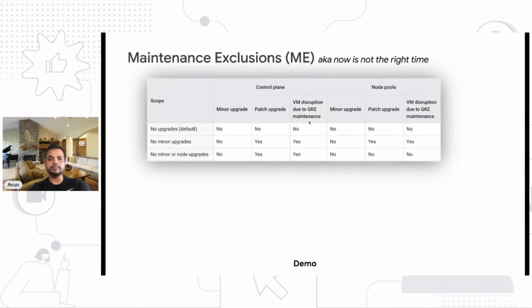And then maintenance, since we are upgrading patches, there may be a disruption due to this maintenance exclusion. So that's the reason we have mentioned yes. And then for the node pools, no minor upgrade, right? And then patch upgrade, the same goes for node pool as well. For this part, we do update patches, and that in turn may lead to disruption for a few seconds or minutes. Since it's no minor, it follows the same no minor one for the control plane, right?